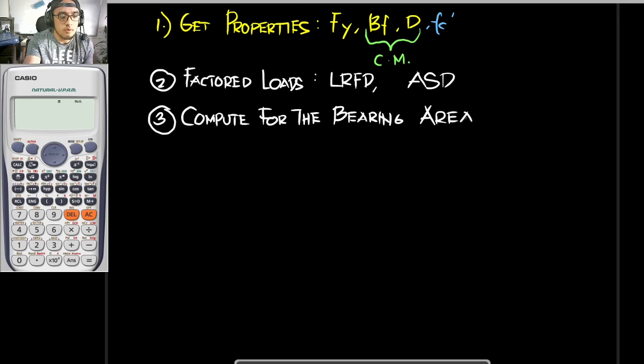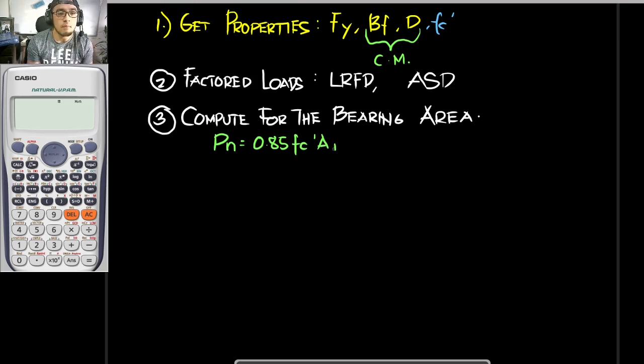Okay, so paano ba natin makompute yung bearing area natin? Okay, so we would be using the nominal stress. So hindi pa tayo gagamit ng factored load dito sa pagkuha ng area. And our nominal stress is equal to Pn, right? So Pn. So if that is to be Pn, paano ba natin makukuha yung value ng Pn? So Pn is equal to 0.85 Fc prime area.